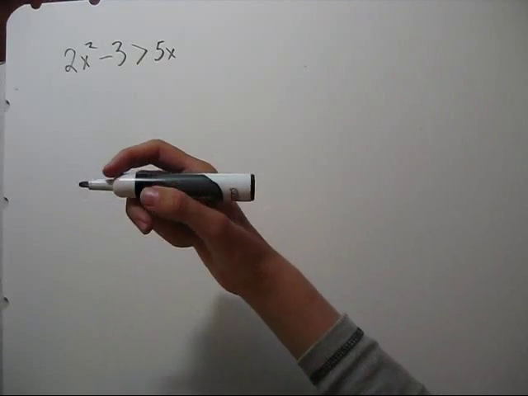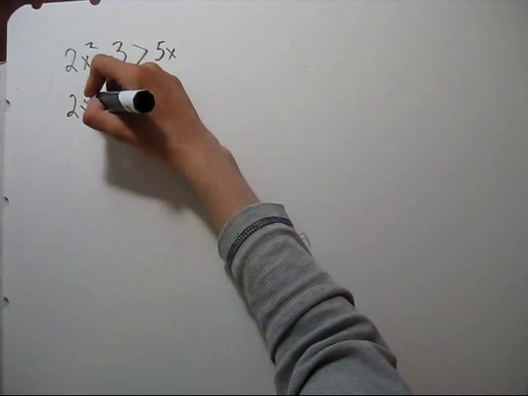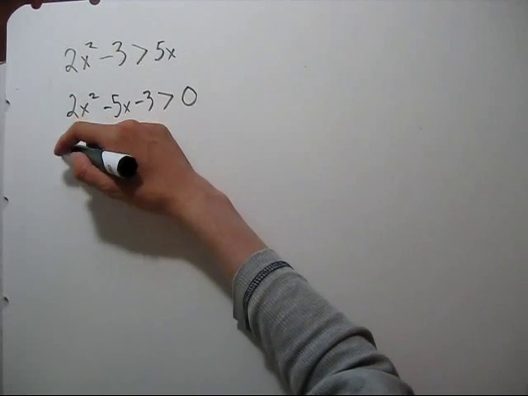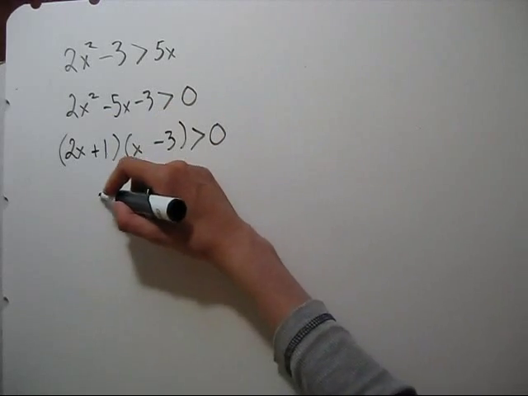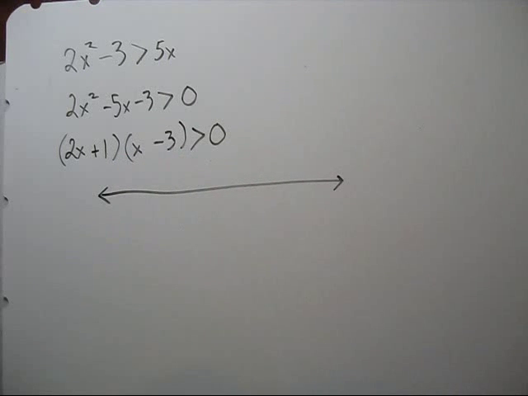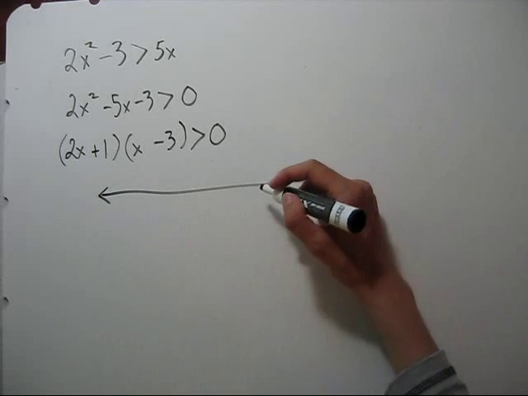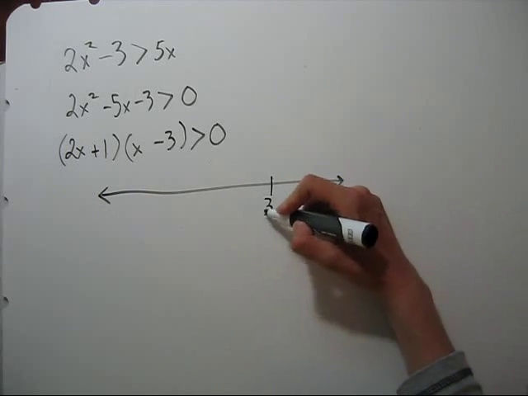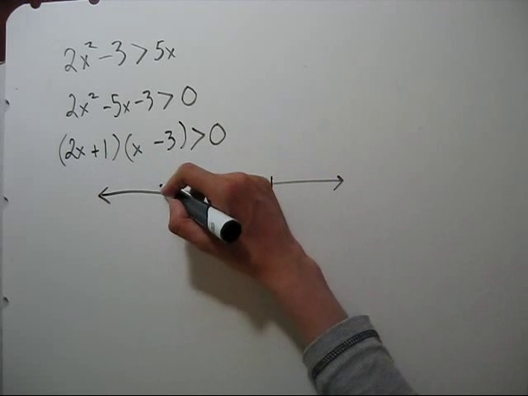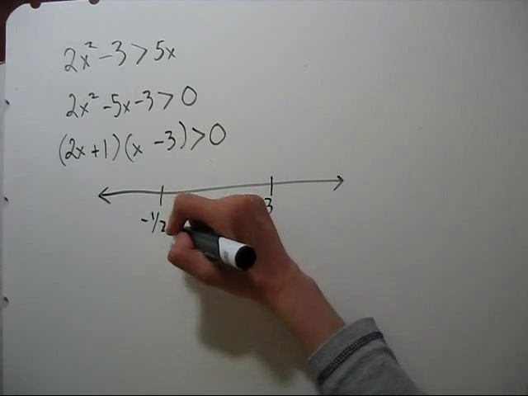Let's do this example. First get one side to 0. Now we factor it. Now we draw the number line. All we do is plot the numbers that make each factor 0. So we have a 3 and we have a -1/2.